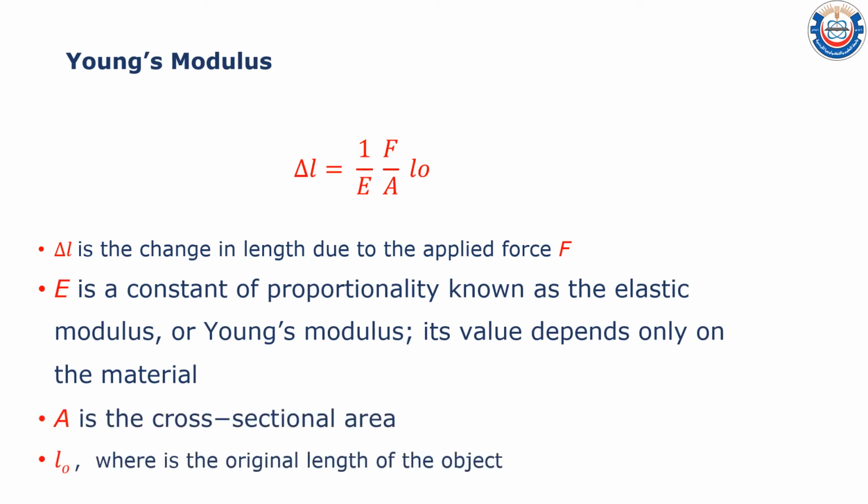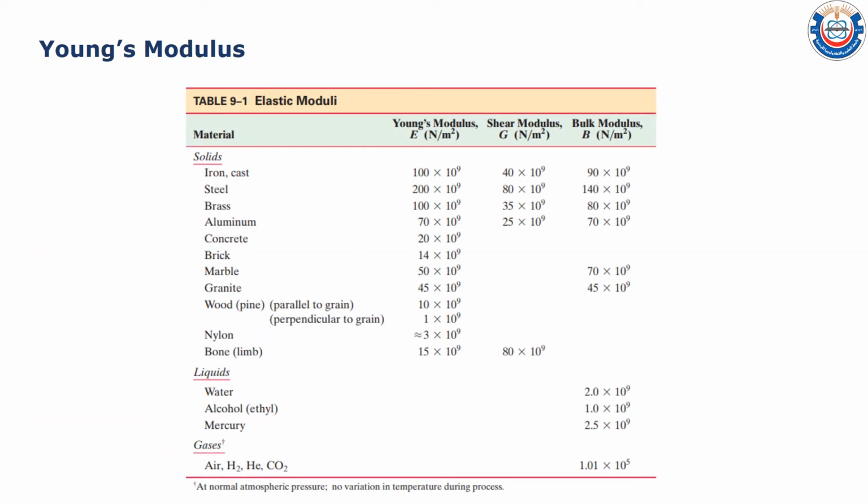In this table, you can see typical values of Young's modulus for different materials, such as steel, which has 200 times 10 to the power 9 Newton per meter square, concrete, which has 20 times 10 to the power 9 Newton per meter square, and granite, which has 45 times 10 to the power 9 Newton per meter square. What does this mean? This means marble or granite have less ability to elongate under the force exerted on the object compared to brass or steel.